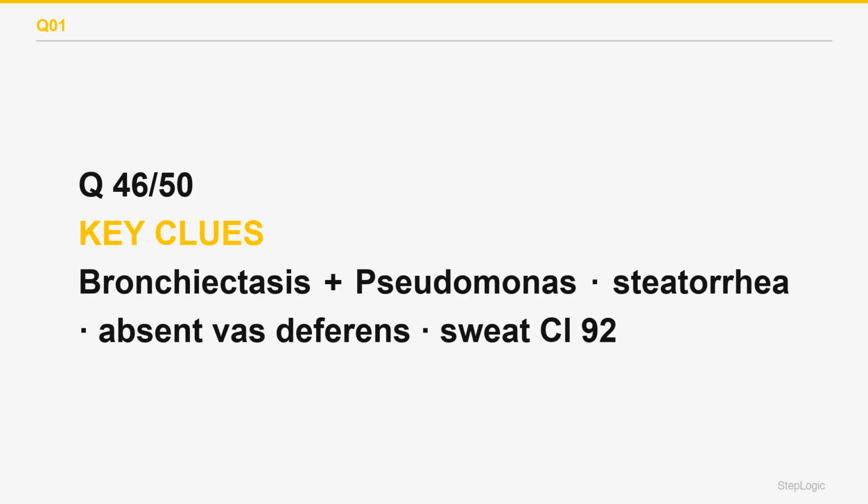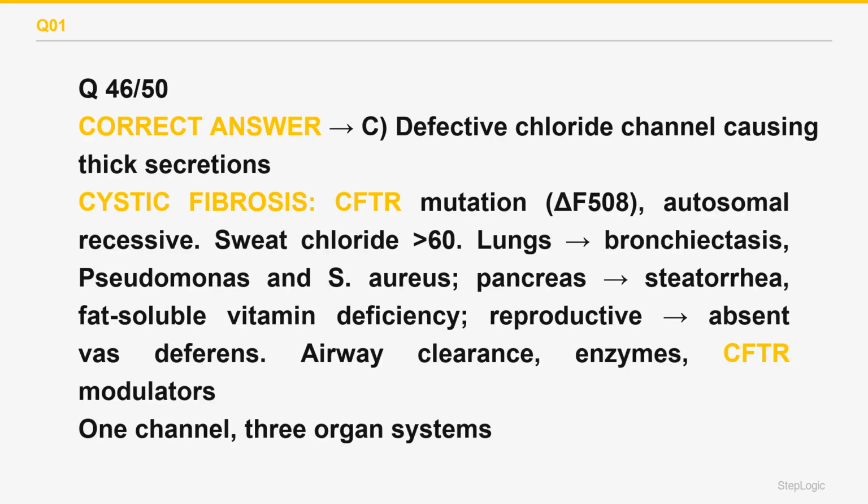In the airways, this impairs mucociliary clearance and produces chronic infection, bronchiectasis, and eventual Pseudomonas colonization. In the pancreas, it obstructs ducts, causing exocrine insufficiency and steatorrhea, with fat-soluble vitamin deficiency. And in the reproductive tract, it causes congenital bilateral absence of the vas deferens with obstructive infertility. In sweat glands, the channel normally reabsorbs chloride, so failure leaves sweat salty. The diagnostic test. The correct answer is C.